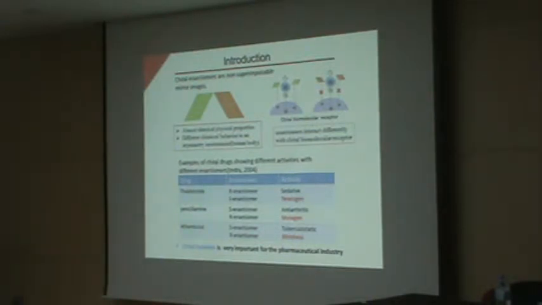So there are many examples of chiral drugs showing different activities with different enantiomers, such as thalidomide. The R enantiomer of this drug is a good sedative. However, the S enantiomer of this drug has a bad teratogenic effect. So chiral separation is very important for the pharmaceutical industry.